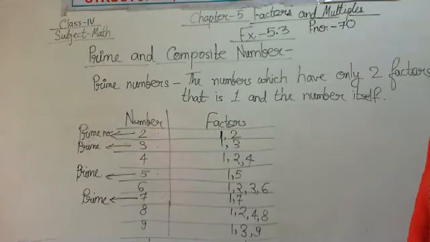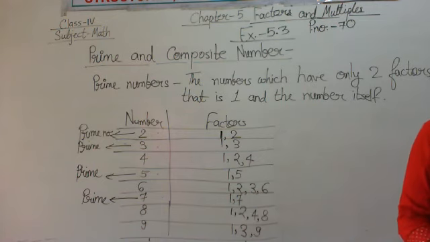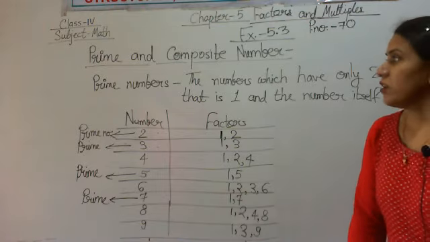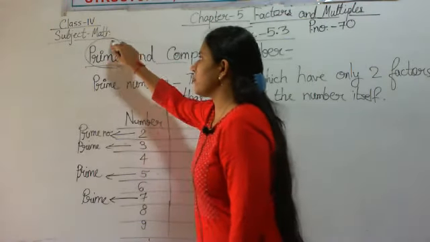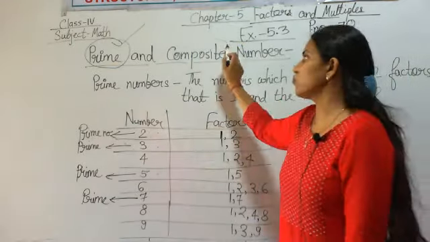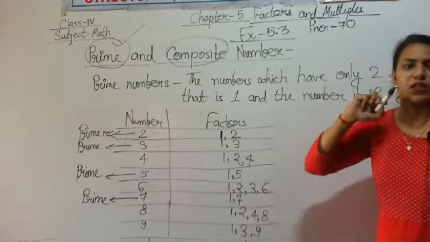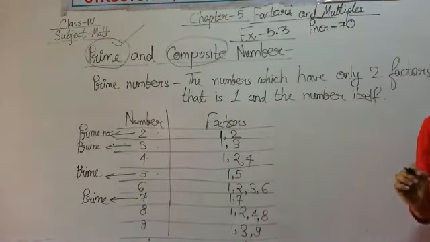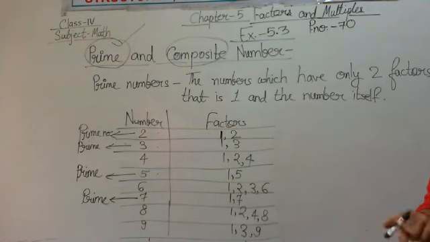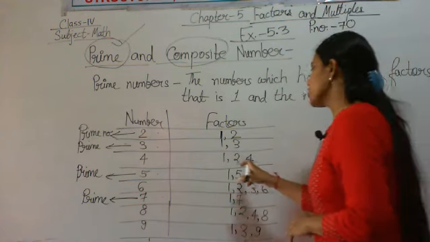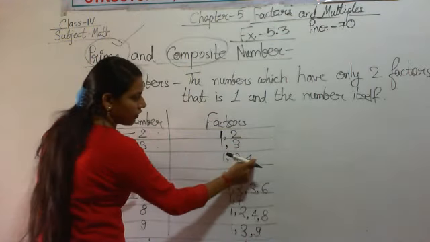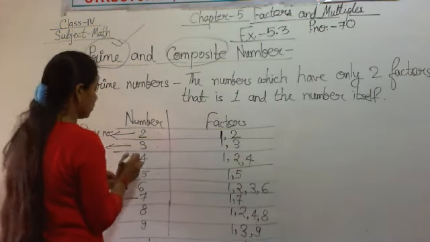I hope you understand the concept of prime numbers. The numbers which have only 2 factors, that is 1 and itself, are called prime numbers. Now let us move to what is a composite number. The numbers which have more than 2 factors are called composite numbers. Here 4 has more than 2 factors, 1, 2, 4, more than 2.